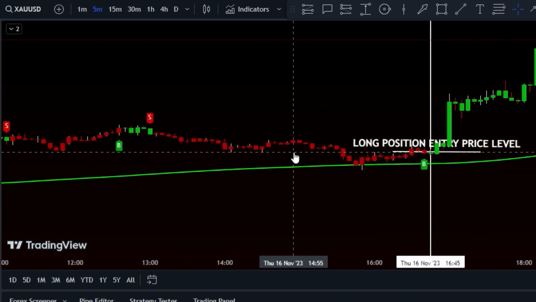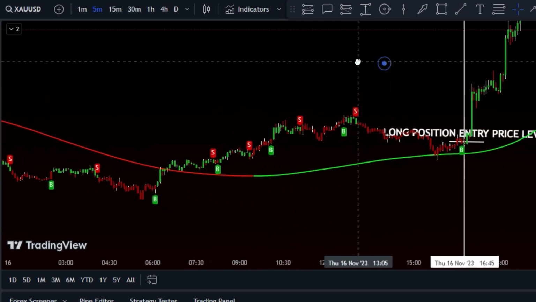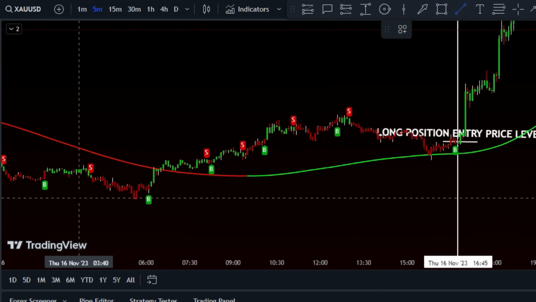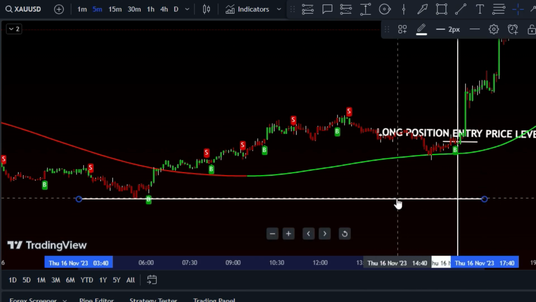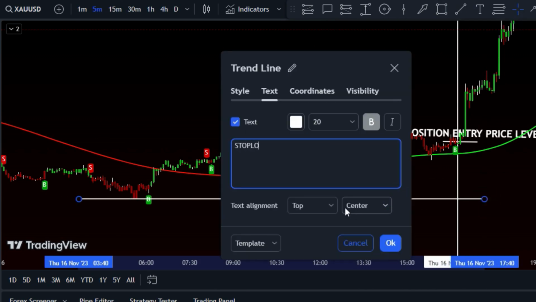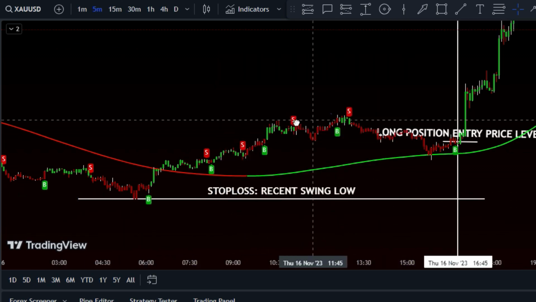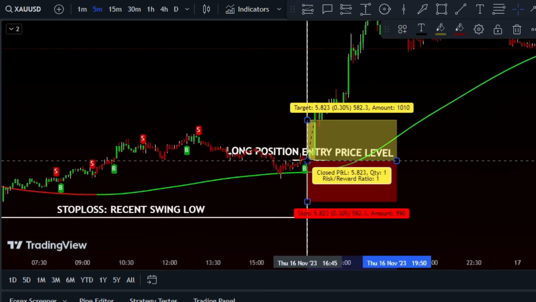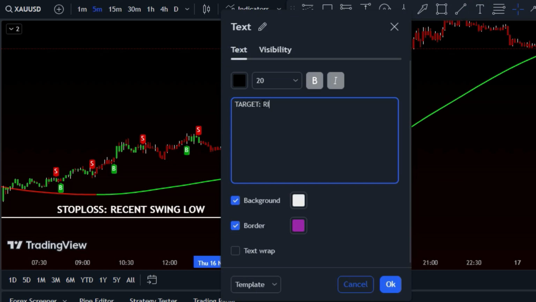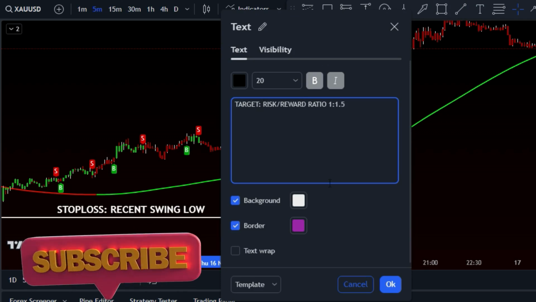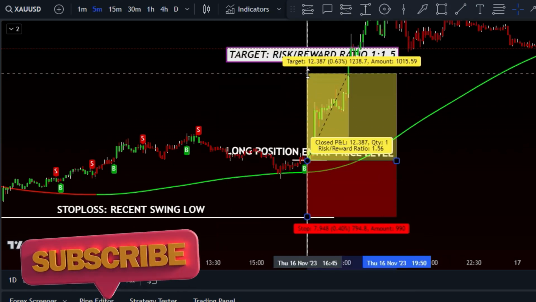But quickly after opening your position, set a stop loss for your trade to avoid incurring excessive losses. For this, the recent swing low is a logical choice. Then, before the market takes back our trade profit, we should exit the trade with the profit. So, set a risk-reward ratio of 1 to 1.5 for the target, so that as soon as the price reaches this level, we exit the trade with profit.